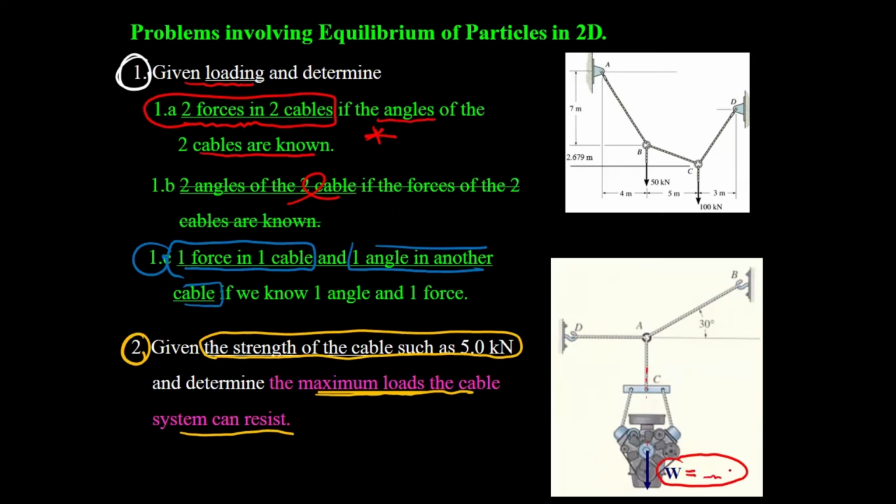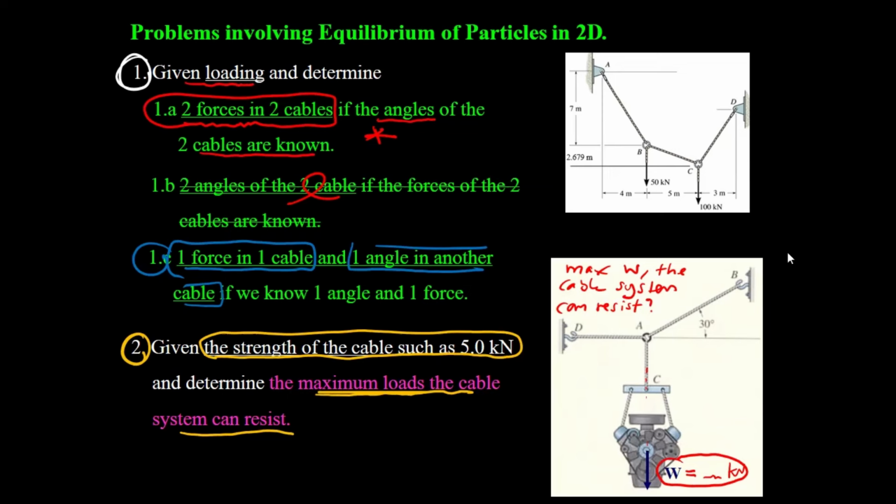It's going to be the maximum W the cable system can resist. They are going to ask you something like this. W will increase from 0, 10, 20, 30, up until one point where there should be a cable that fails first, right? And for this one, you will determine W.